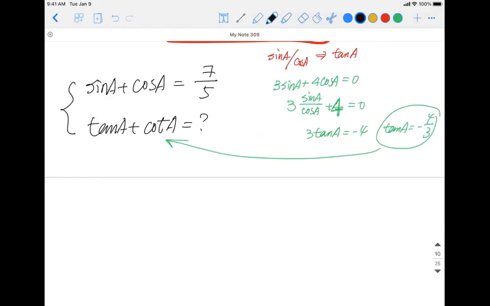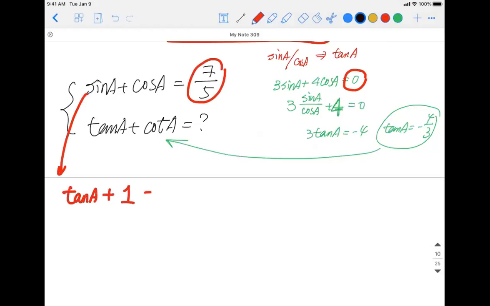However, the nasty part is that for this problem, this is not zero. Here it is 7 over 5. If you want to do the same thing, follow me. I'm going to divide cosine A on the two sides of this equation. You're going to have tangent A plus cosine A equals 7 over 5 cosine A.